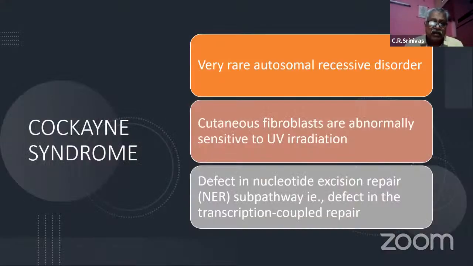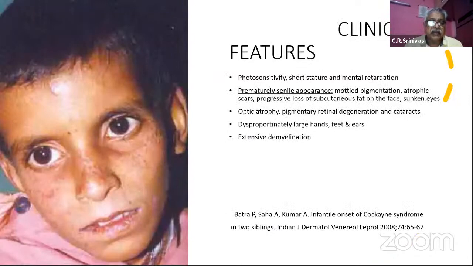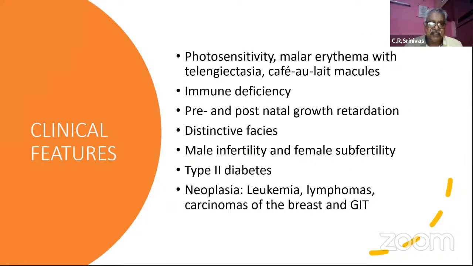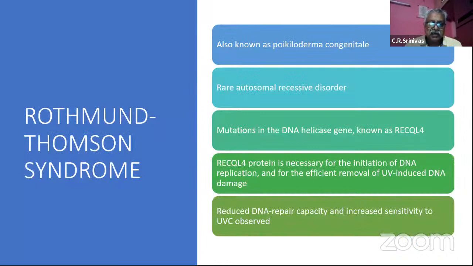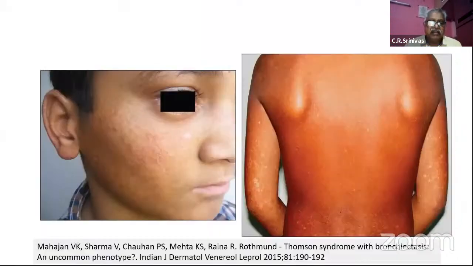Cockayne syndrome, again, is autosomal recessive because of a fibroblast defect. There can be premalignant lesions. Again, I'm not going to go into the depth of that, mostly because I cannot remember. If I see a case, I take a book and read. Bloom syndrome, again, same thing. Clinical features, Rothmund-Thomson. These are the various conditions which one should look for.